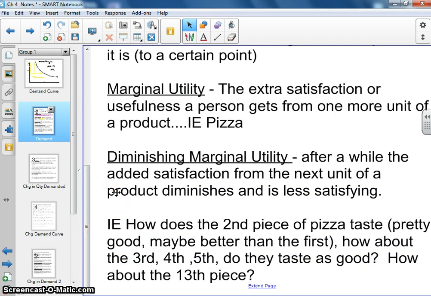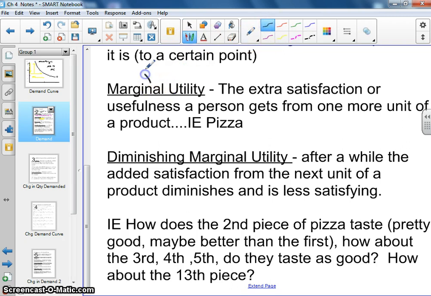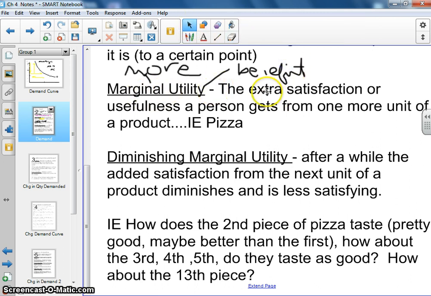Next two terms we're going to deal with are marginal utility and the idea of diminishing marginal utility. If we start out with marginal utility, we can break that in half, and we say that marginal means more. Utility means benefit. So marginal utility is the extra satisfaction, the more satisfaction or usefulness that a certain person gets out of one more unit of a product.